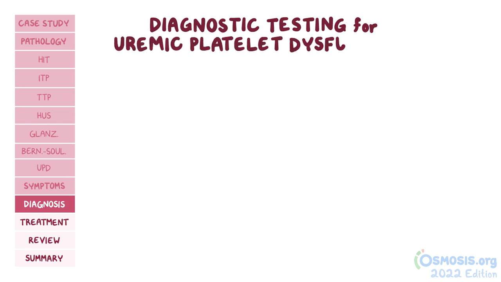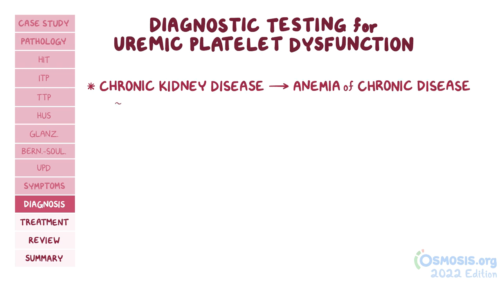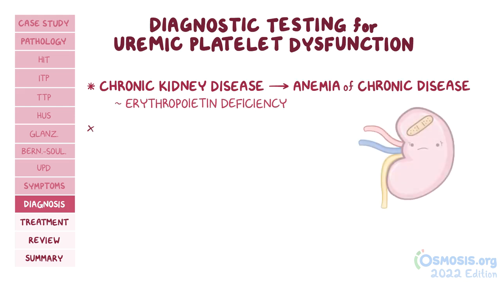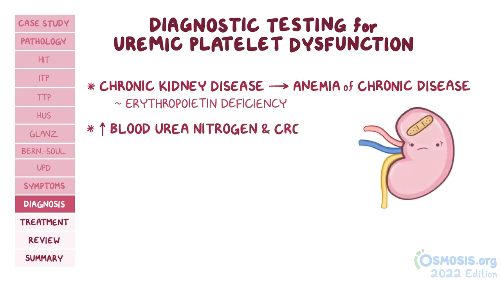Finally, uremic platelet dysfunction. Oddly, chronic kidney disease leads to anemia of chronic disease, due to erythropoietin deficiency. Evidence of kidney disease, like an elevated blood urea nitrogen and creatinine, help confirm the diagnosis.